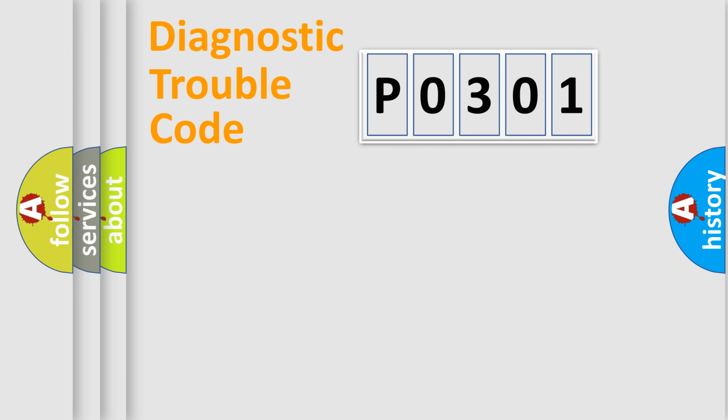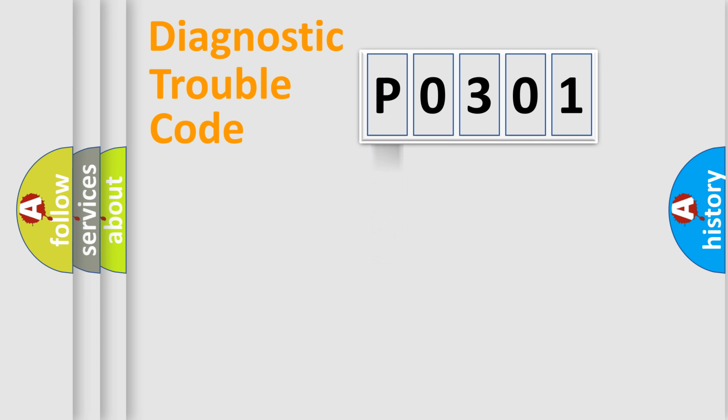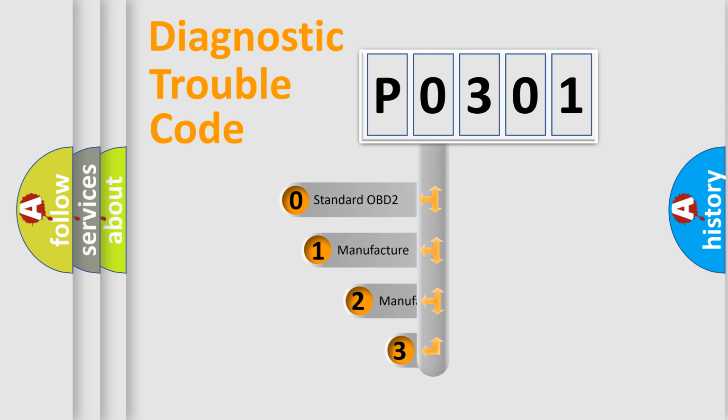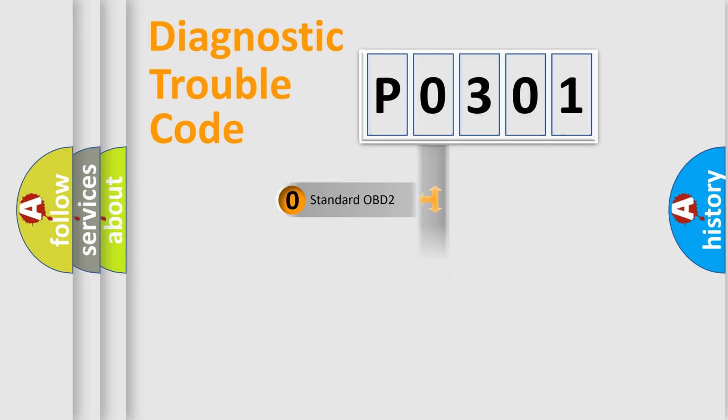Let's do this. First, let's look at the history of diagnostic fault code composition according to the OBD2 protocol, which is unified for all automakers since 2000. We divide the electric system of an automobile into four basic units: powertrain, body, chassis, network. This distribution is defined in the first character of the code. If the second character is 0, it is a standardized error. In the case of numbers 1, 2, 3, it is a manufacturer-specific error.